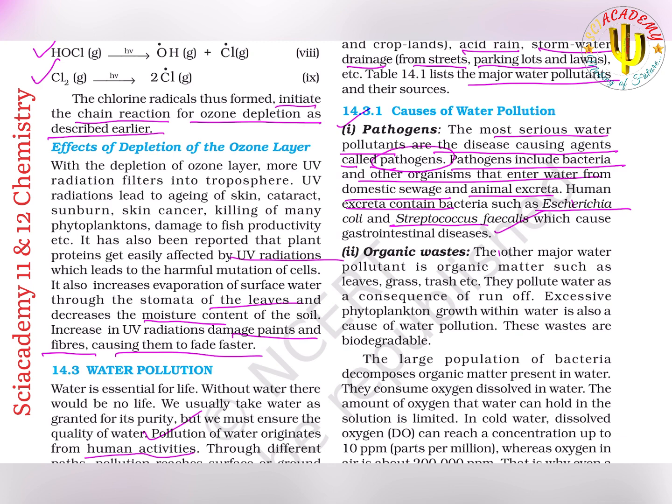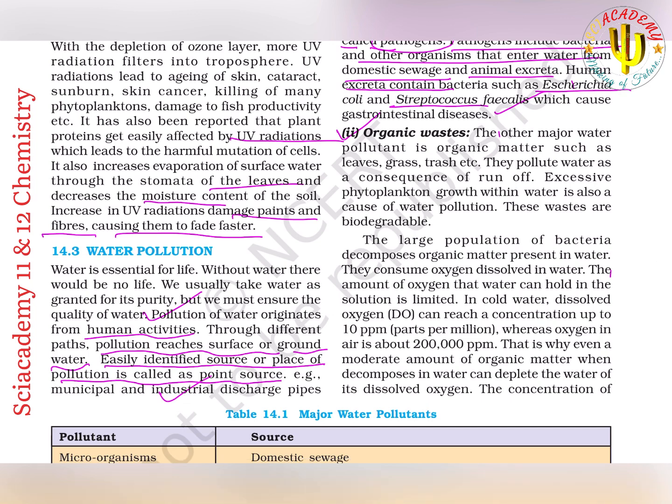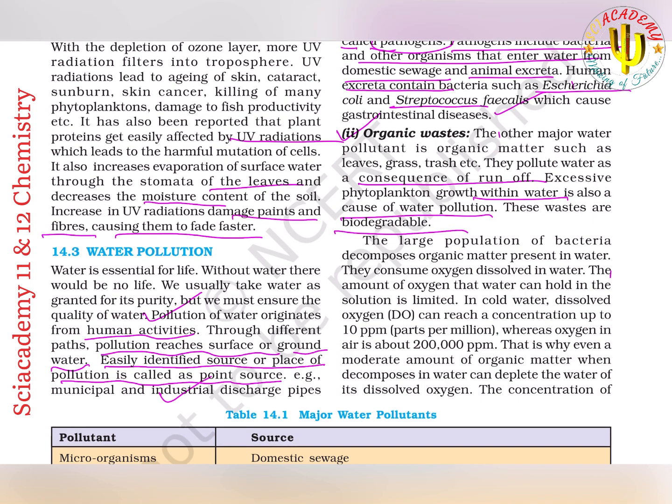2. Organic waste. The other major water pollutant is organic matter such as leaves, grass, trash, etc. They pollute water as a consequence of runoff. Excessive phytoplankton growth within water is also a cause of water pollution. These wastes are biodegradable. A large population of bacteria decomposes organic matter present in water. They consume oxygen dissolved in water. The amount of oxygen that water can hold in solution is limited.